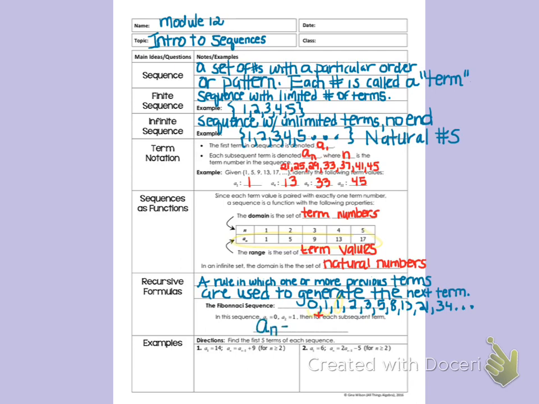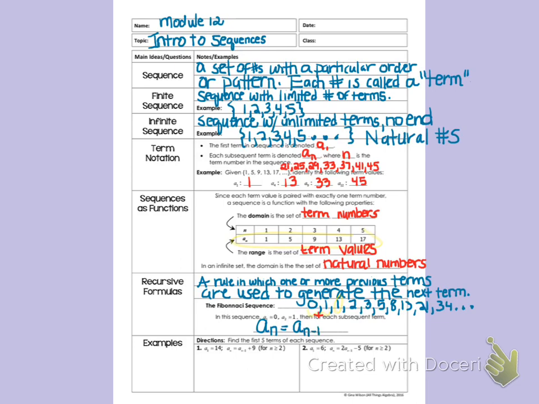A sub n, meaning any term in the sequence, would be equal to, like the third term is the first and the second put together. But if we wanted to generalize that, we could say that the nth term is the term before it, which would be a sub n minus 1.